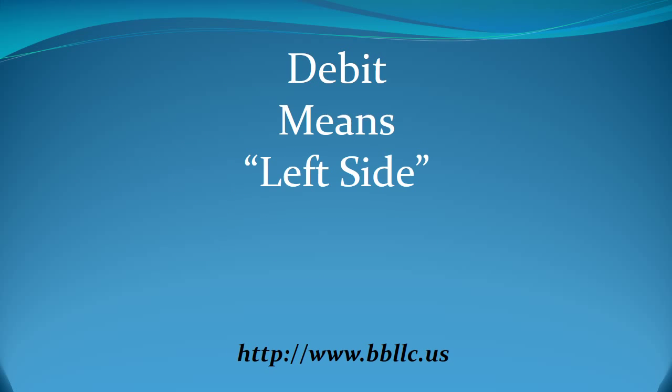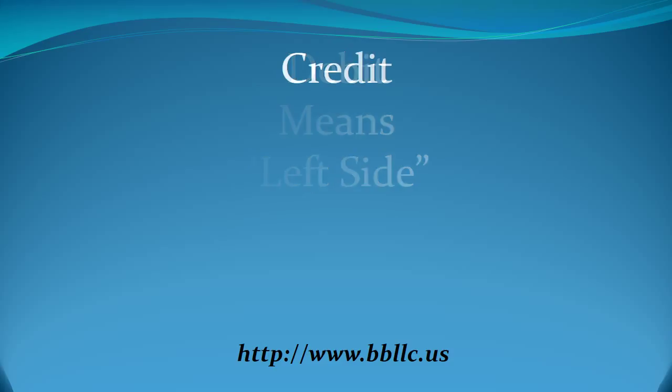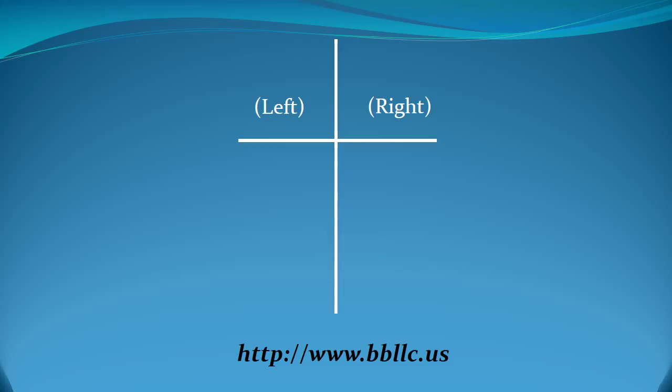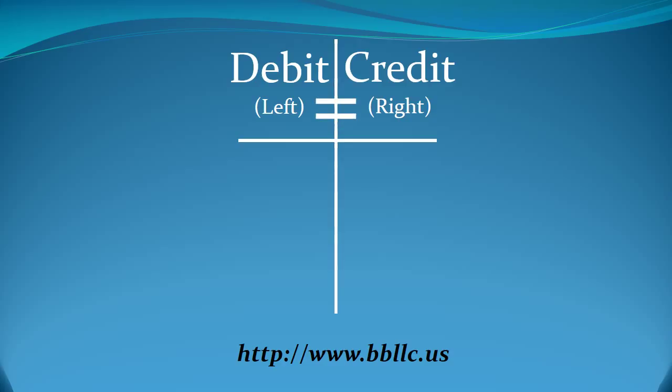Debit means left side. Credit means right side. That's it. Here is a T account you may have seen before. This is a nice way to visualize that, again, a debit is on the left and a credit is on the right. The sole purpose of debits, credits, and the T account is to make sure everything is balanced. The debits on the left side equal the credits on the right side. This is the double accounting principle.